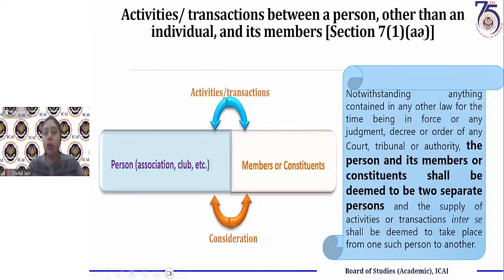See, the explanation says, notwithstanding anything contained in any other law or judgment, decree or order of a court, tribunal or authority. So even if any court has held otherwise, we will consider the person and its members or constituents as two different persons. An activity between them will be considered as a supply from one person to another. So this brought the supplies by a club to its members within the purview of GST.